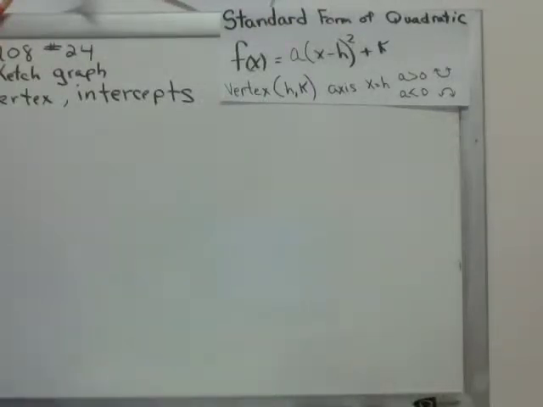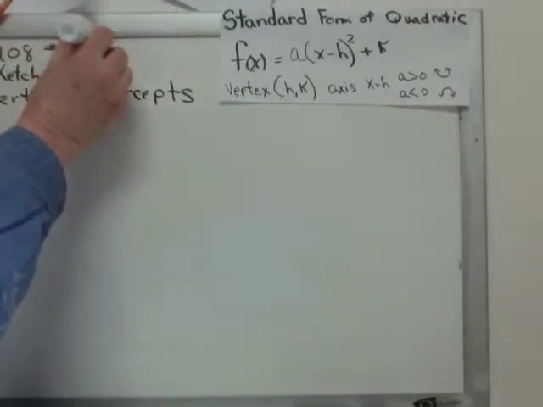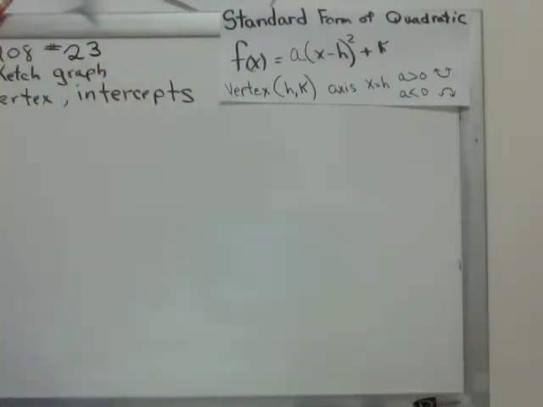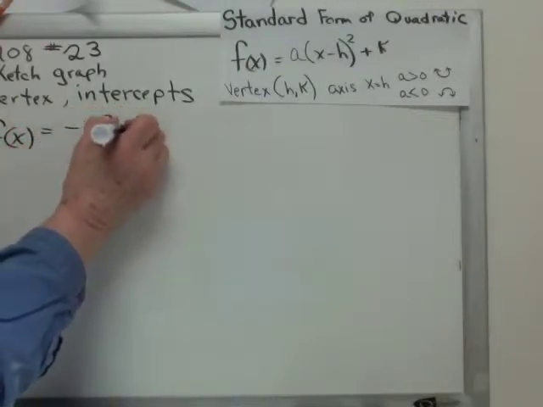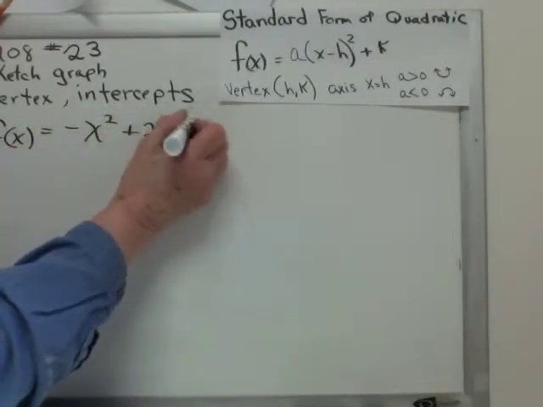Okay, I had a question on page 208, number 24, but I'm going to do 208, number 23. So let's change this, 208, number 23. 23 and 24 are pretty much the same, so hopefully you can follow this pattern and do 24 by yourself. So number 23 is this equation, f of x equals minus x squared plus 2x plus 5.